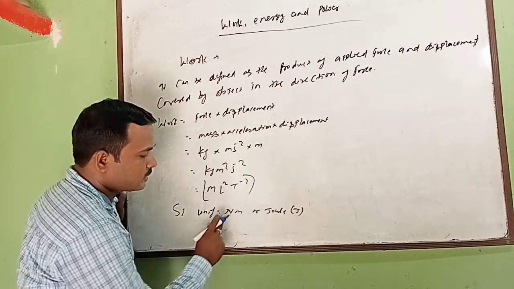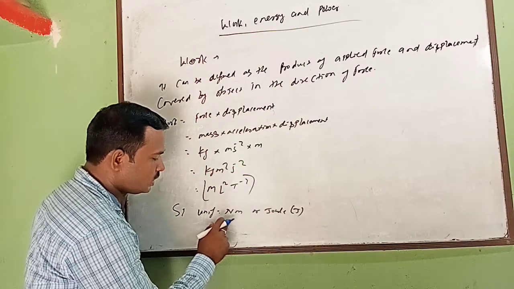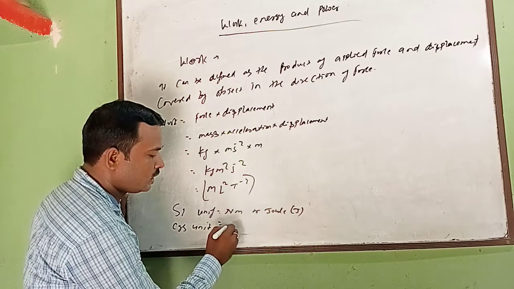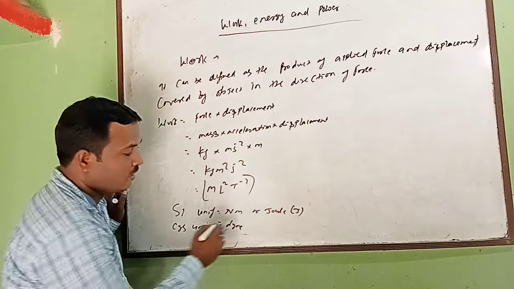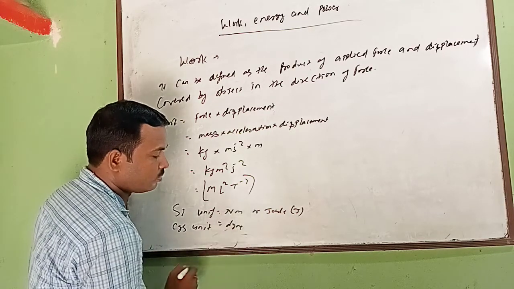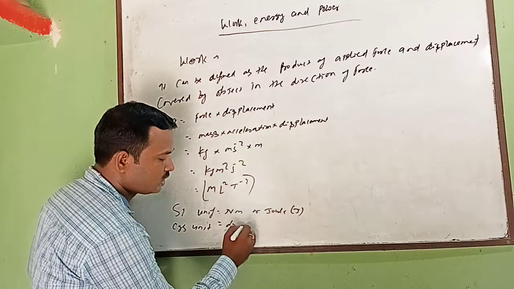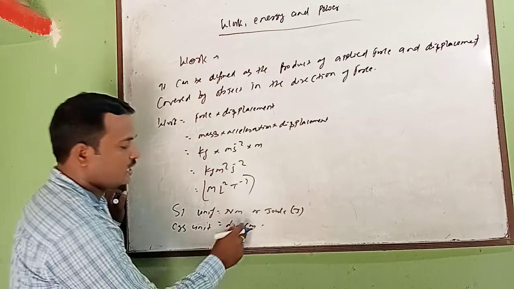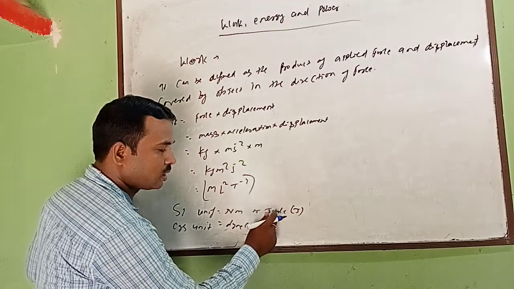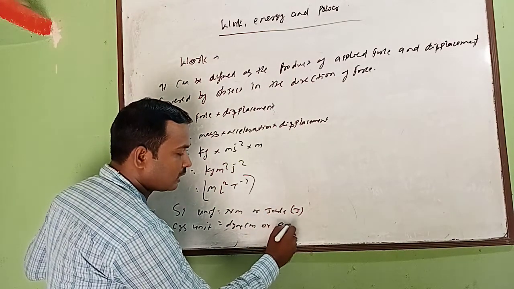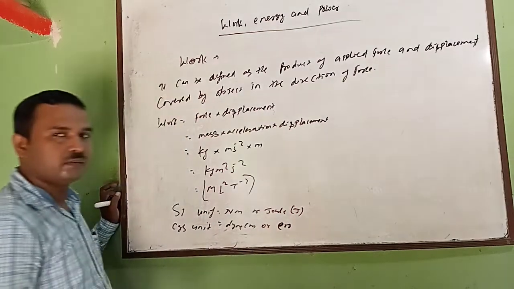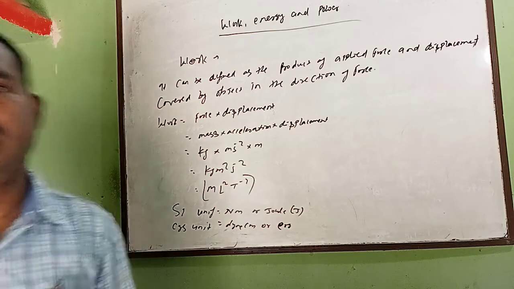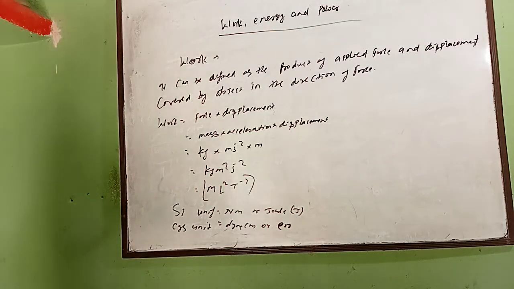And you know that in the CGS system, Newton we measure in dyne. Yes, dyne. And meters, that is distance or displacement, we measure in centimeters. So you can write dyne centimeter, and you know that joule we measure in erg. Yes, erg. Can we write? So this is the CGS unit and this is the SI unit. Both we can write. Okay, very good.